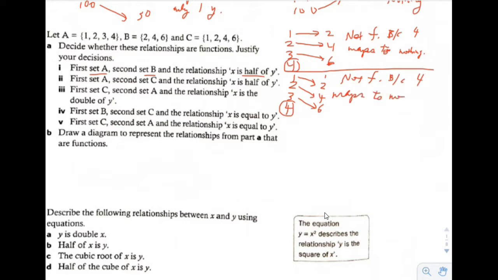Okay, same thing. Okay, next one. Set C, then set A. So let's see, set C, which is 1, 2, 4, 6, and set A, which is 1, 2, 3, 4. And then the relationship is x is double of y. So 1 is double of nothing. 1 doesn't map to anything. 2 is double of 1, 4 is double of 2, and 6 is double of 3. Okay, but 1 maps to nothing.